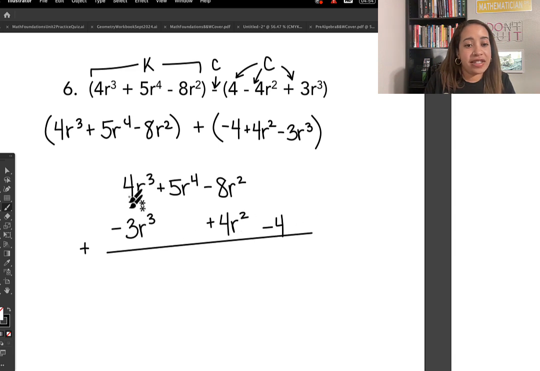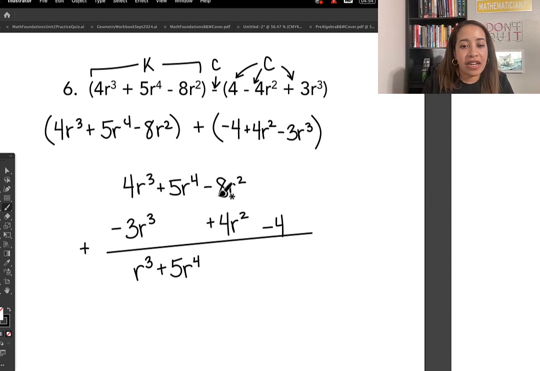These have different signs. I see a positive 4 and a negative 3, so we say different signs subtract. 4 minus 3 gives us 1. So we've got an invisible 1 in front of our r, and we can just write r to the third power. In the middle here, our 5r to the 4th power did not have a match, so I can bring it straight down to our final answer. So positive 5r to the 4th power.